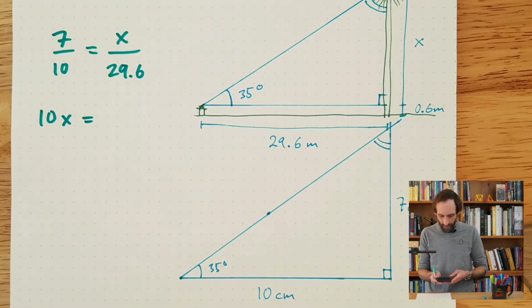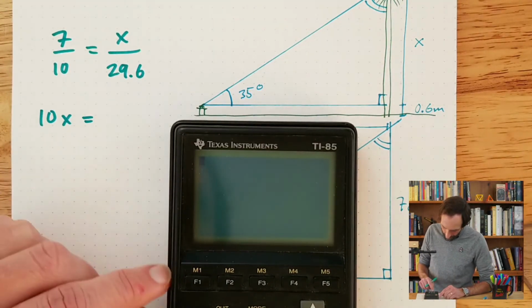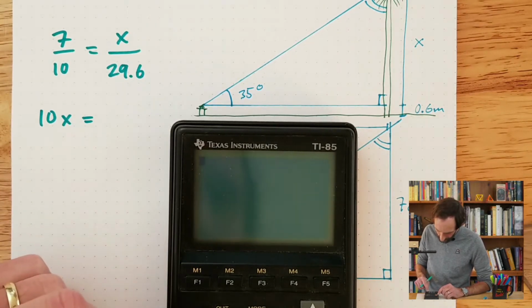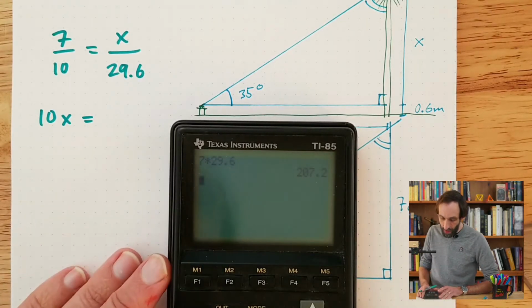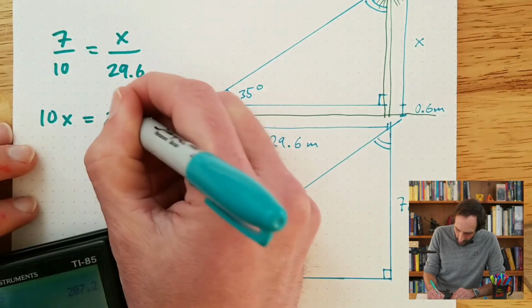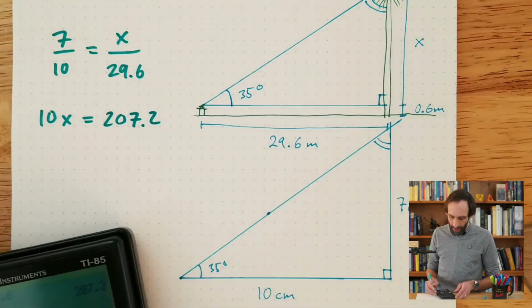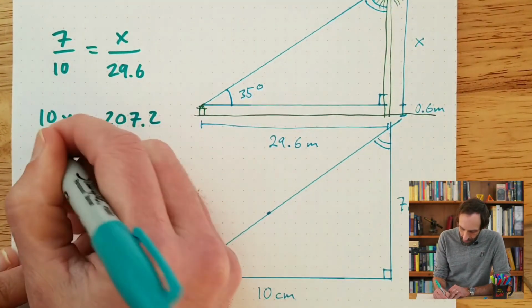I'm going to pull out my calculator for that. So 7 times, it's a little dark. Let me lighten it up just a little bit. 7 times 29.6. Okay, I get 207.2. So 207.2. And now I divide both sides by 10.